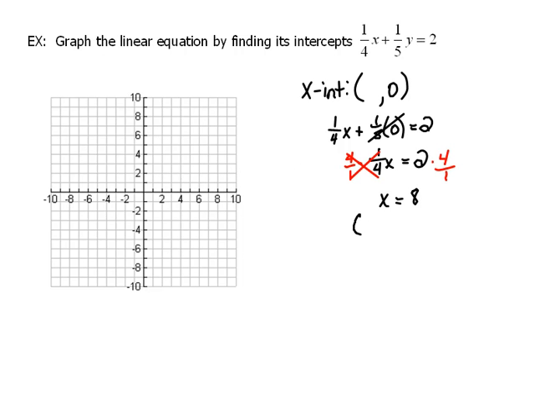That would be the point. Let me write that out for you here. X value of 8, y value of 0. So that would be right there. Correct? Okay, next, we're supposed to find the y-intercept.